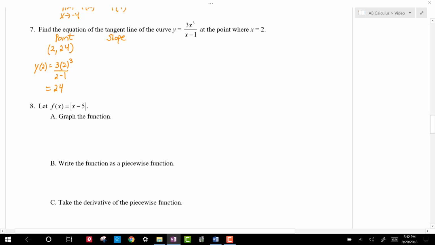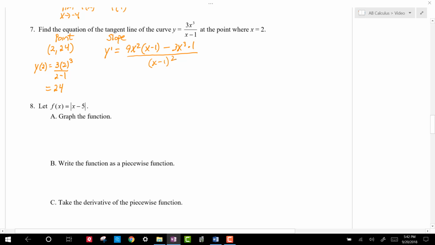All right, the slope requires a derivative. So now we need to do y prime. This is a quotient rule here, so we're going to do the derivative of the top. That's 3 times 3 is 9x squared times the bottom, x minus 1, minus the top, 3x cubed, times the derivative of the bottom, which is just 1. I don't really need that in there, but I'll put it in there for you. All over the bottom squared, x minus 1 squared.